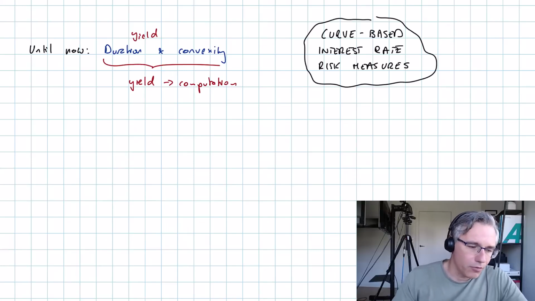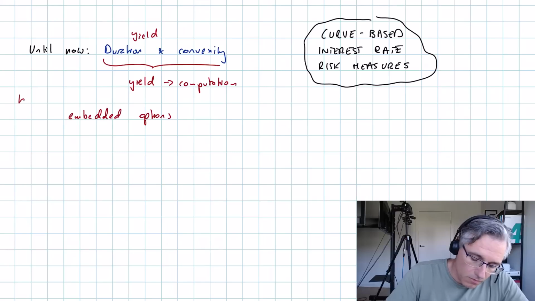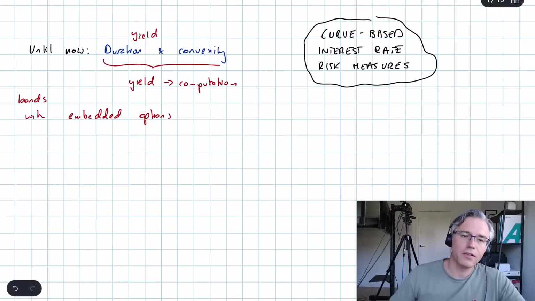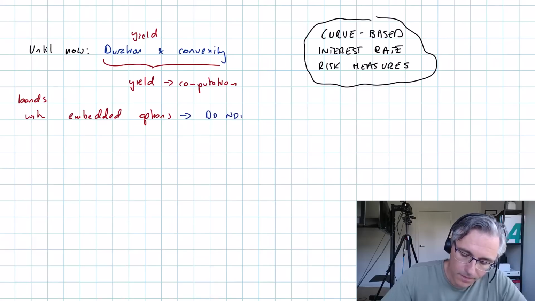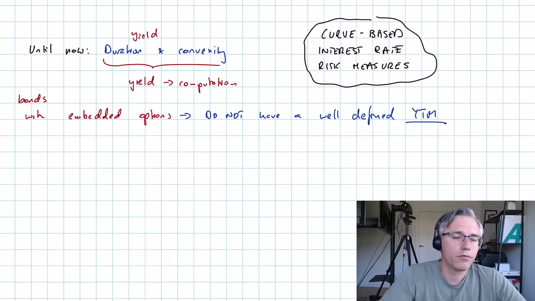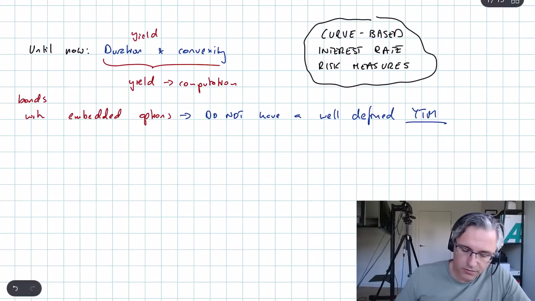Now the problem is, if you've got bonds with embedded options, that is call options or put options, which make those bonds callable or puttable, they do not have a well-defined yield to maturity. You can't compute realistically a yield to maturity for a callable bond, because you don't know when it will effectively mature. You can compute a yield to call, the first call date, the second call date, you can compute a yield to worst, but there is no such thing as a yield to maturity.